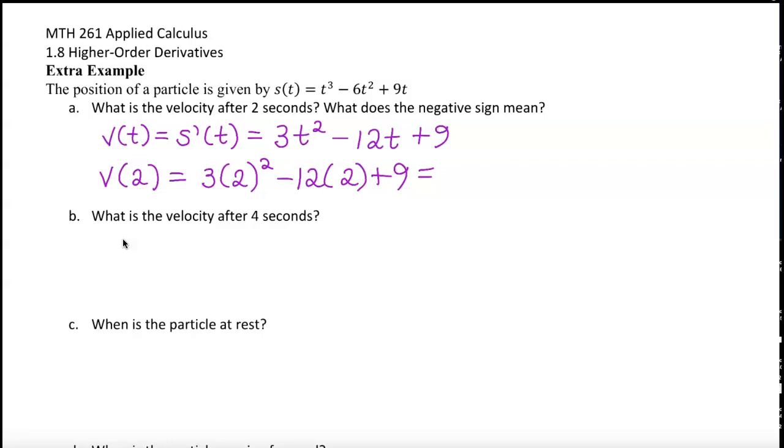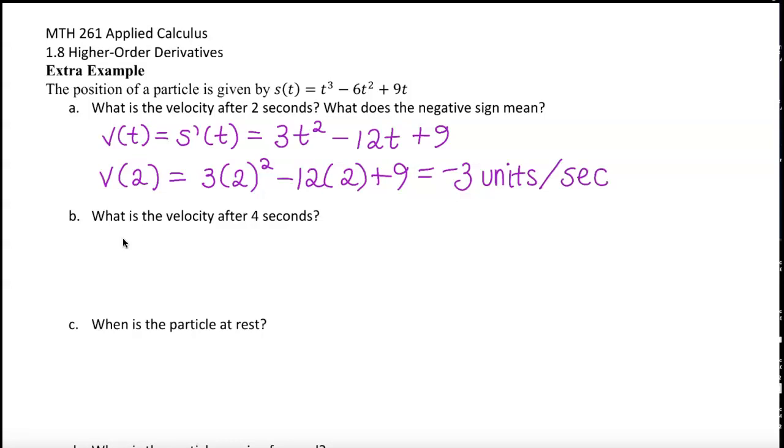Okay, I got it. So let's type this in. 3 times 2 squared minus 12 times 2 plus 9. Guys, what did you get? I got negative. What does that mean? What does a negative sign mean? This is fun. Negative 3, and they didn't say the unit here, but I'll go ahead and say negative 3 units per second. The time is given in seconds.